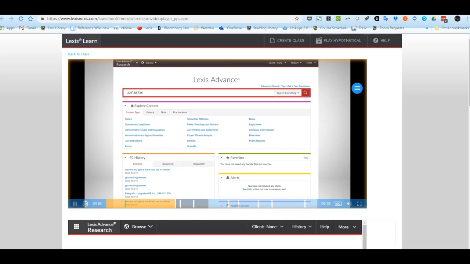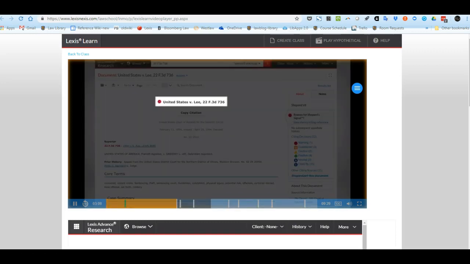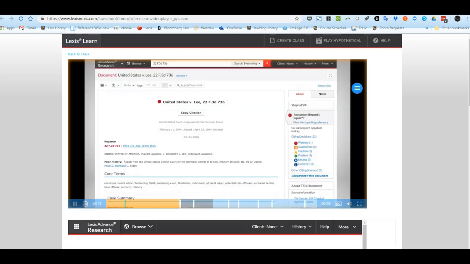When you pull the case up, you notice it has a red stop sign next to the case name. This warning symbol indicates that Lee is no longer good law for at least one point of law discussed in the case.